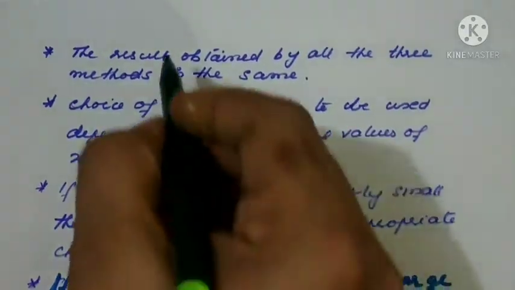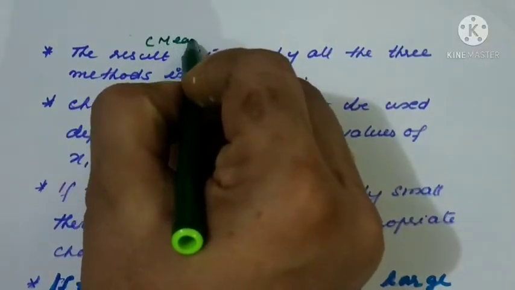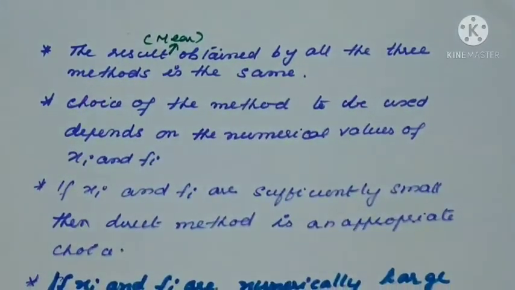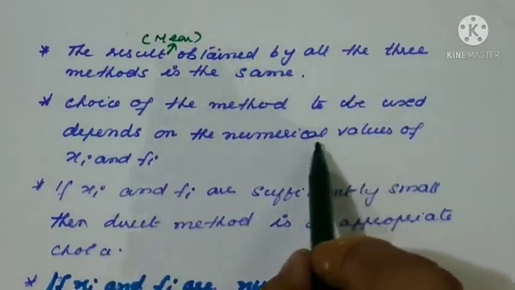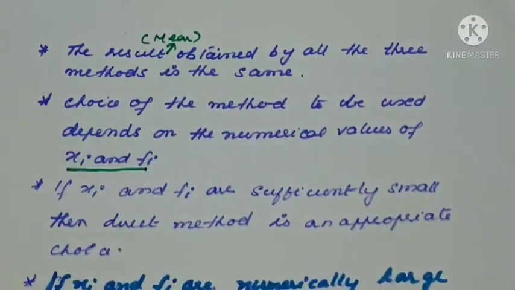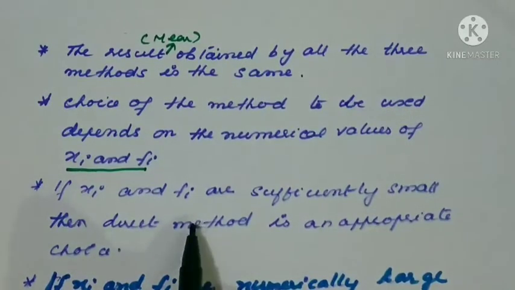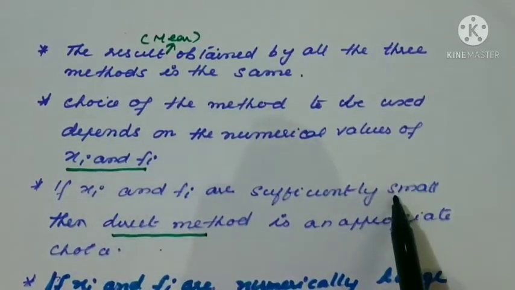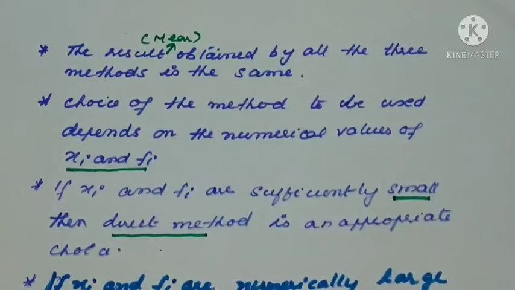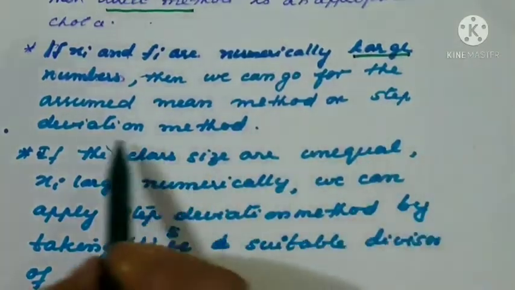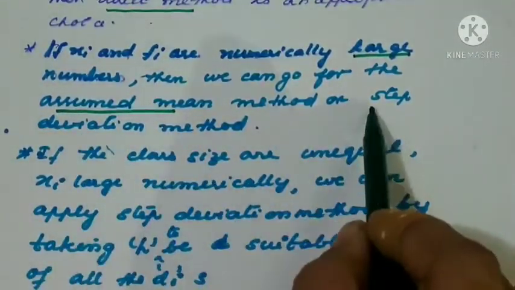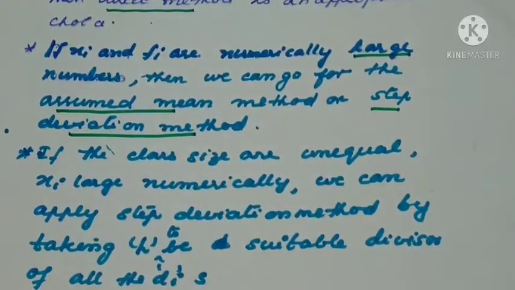Which is the result here? Mean. The result means mean only. So the mean obtained by all the three methods is the same. The choice of the method to be used depends upon the numerical values of xi and fi. If xi and fi are sufficiently small, then the direct method is the choice. If xi and fi are numerically large, then we can go for the assumed mean method as well as the step deviation method, which is also known as a shortcut method.